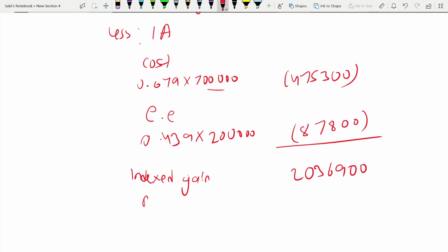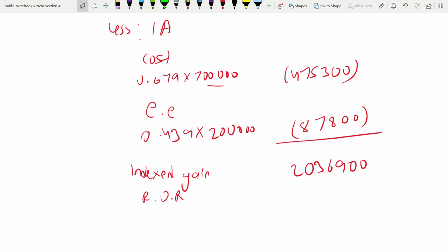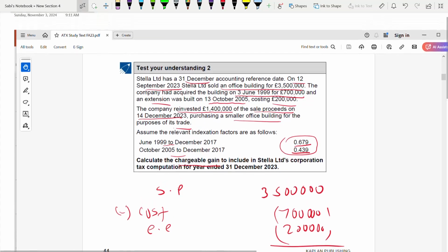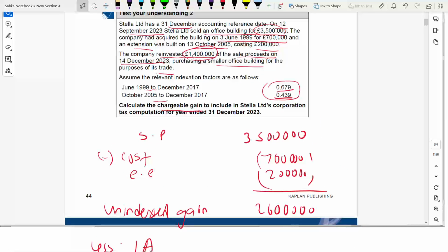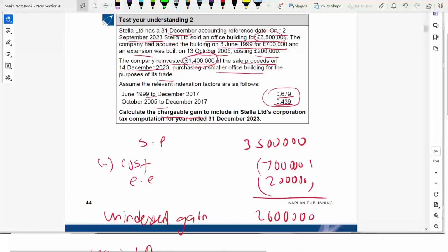Do we have any rollover relief? We have to see for it. The company reinvested 1.4 million of the sale proceeds on this date. So what was the sale proceeds? 3.5. They have reinvested 1.4. They have not invested sufficient sale proceeds in the qualifying asset. That's why rollover relief will not be available, because they have reinvested just 1.4 out of 3.5.